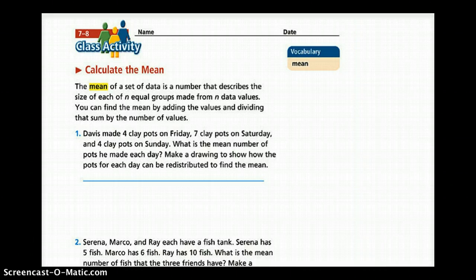Alright, so our first page is page 299. The mean of a set of data is a number that describes the size of each of n equal groups made from n data values. You can find the mean by adding the values and dividing that sum by the number of values.